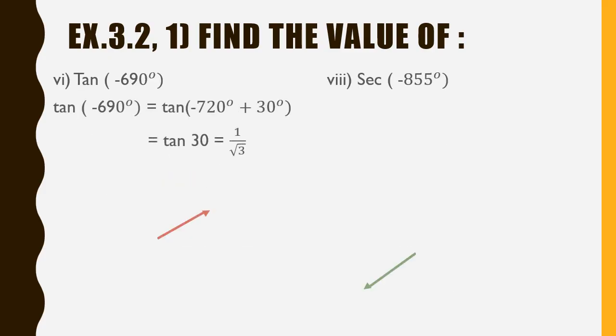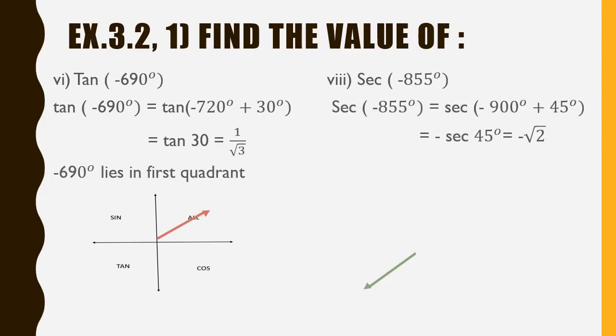Tan minus 690. What happens if the angle is negative? Again, you can write it as minus 720 plus 30. So minus 720 becomes an even multiple of 90. So tan remains tan, and the quadrant in which it lies, it's in the first quadrant. So obviously tan is positive, and that's why we get the value as 1 by root 3.